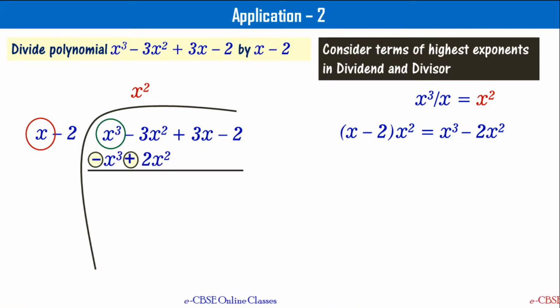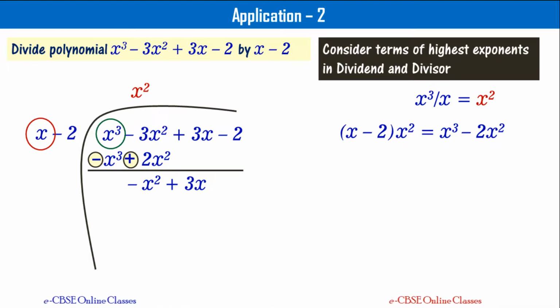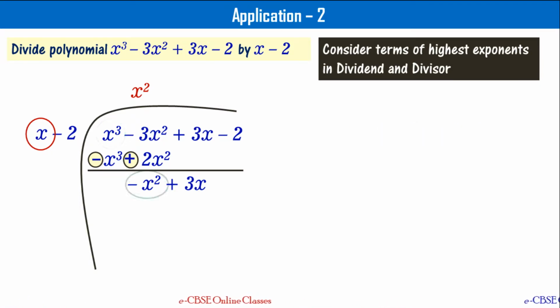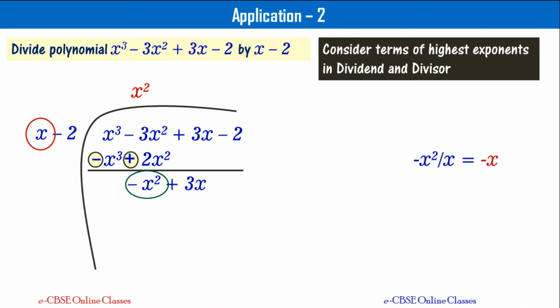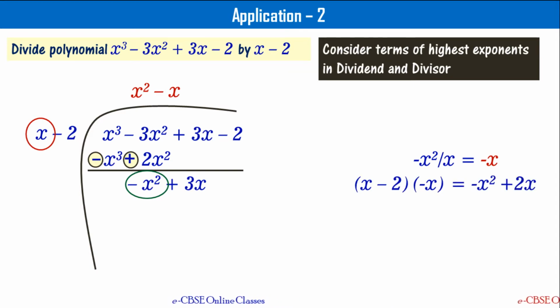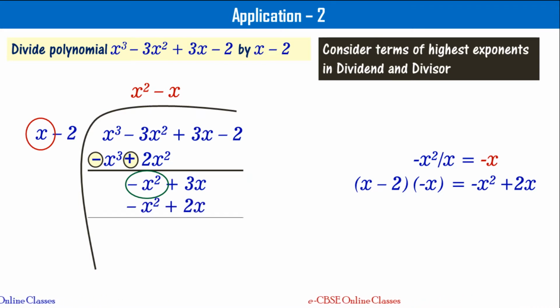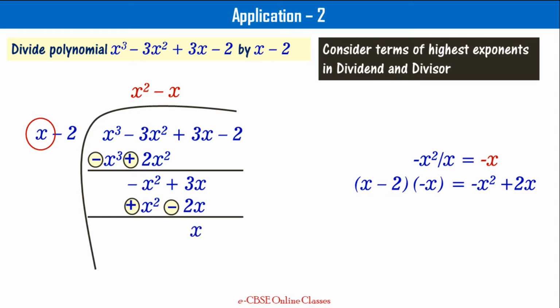Once you subtract, what you get is x square minus x square, and then bring plus 3x down such that you have the expression minus x square plus 3x. In this expression, minus x square has got the highest exponent, so we have to divide minus x square by x. The answer is minus x, it has to go at the top. And now we have to multiply x minus 2 with minus x such that you get the answer minus x square plus 2x. This has to be subtracted from the previous expression so that you get the answer x.